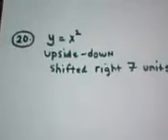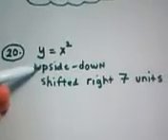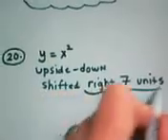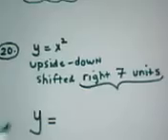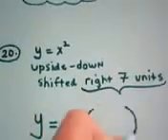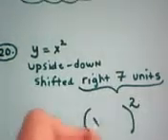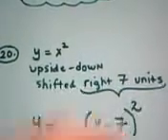Now, problem number 20. If I give you a basic parabola, and I want you to flip that upside down, and then I want you to shift it 7 units to the right. 7 units to the right, we're going to start with y equals. 7 units to the right is going to affect the x value. So instead of just having x squared, we're going to have x minus 7 squared.